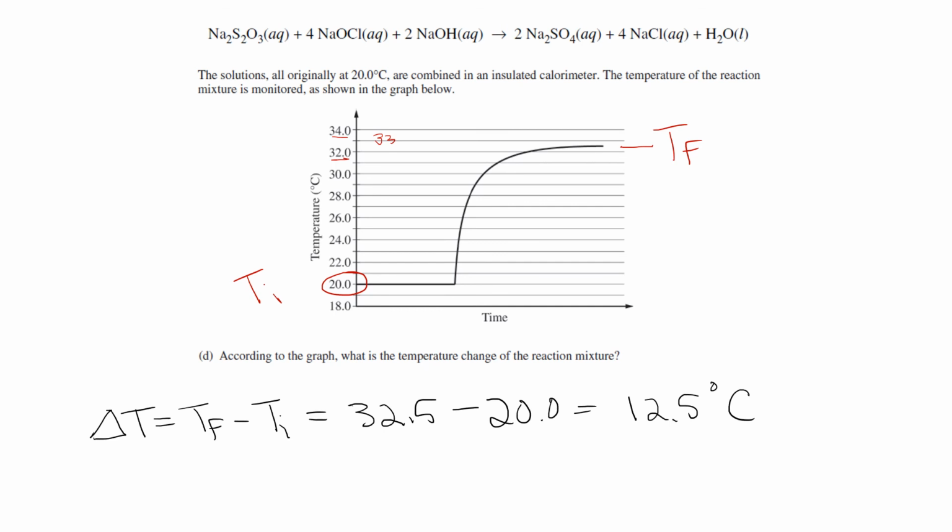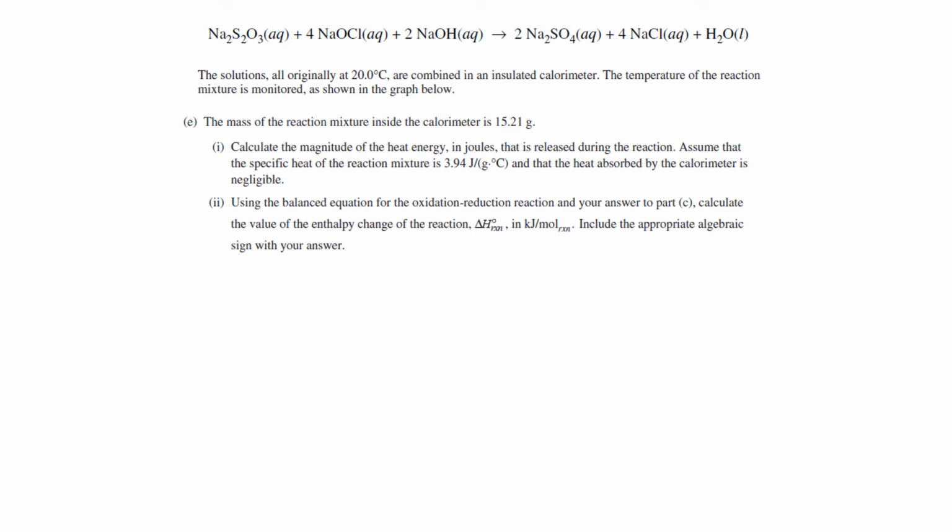So that's going to be our delta T, and that's going to be important when we look at future parts of this question. There are 2 parts to E in this question, and I've gone ahead and included the balanced equation in here. We're putting all of the reactants in an insulated calorimeter, and the temperature of the reaction is going to be monitored. So in part I of E, they're asking us to calculate the magnitude of the heat energy. So that's Q. They've given us the mass. On the last part, we figured out our delta T, which was 12.5 degrees Celsius.